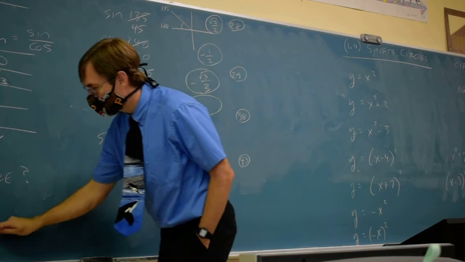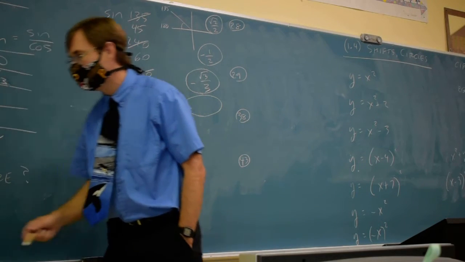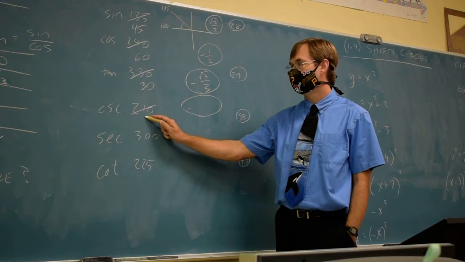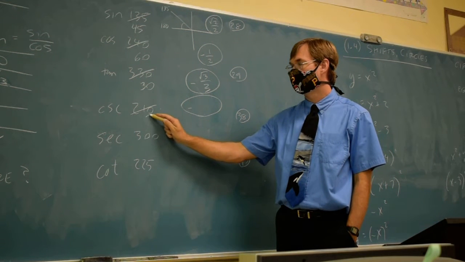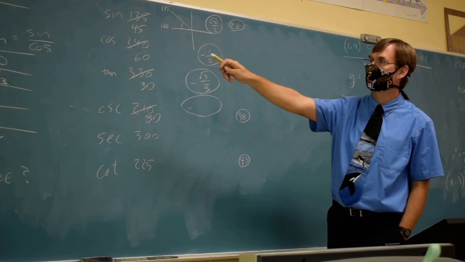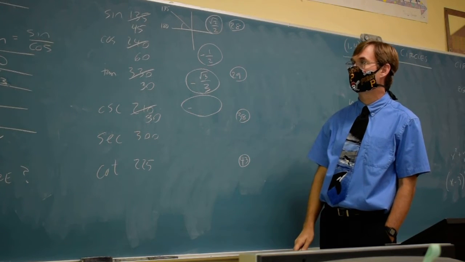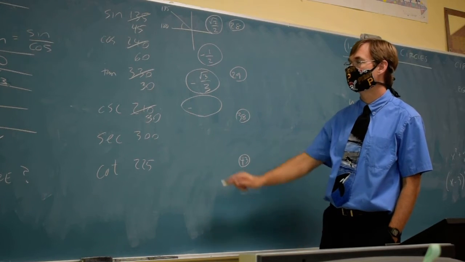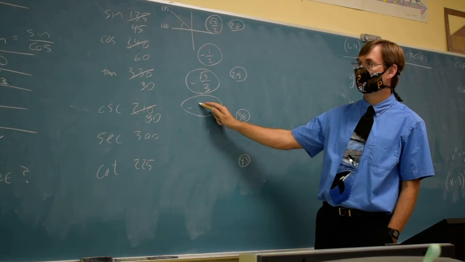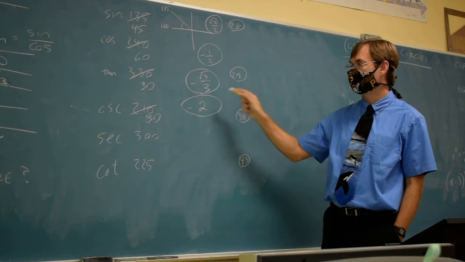210, is it closer to 360 or closer to 180? 180, so subtract to get 30. Who is cosecant's friend? Which of the big three is cosecant's friend? Sine. So take sine 30's answer, but flip it. It is going to be a 2.